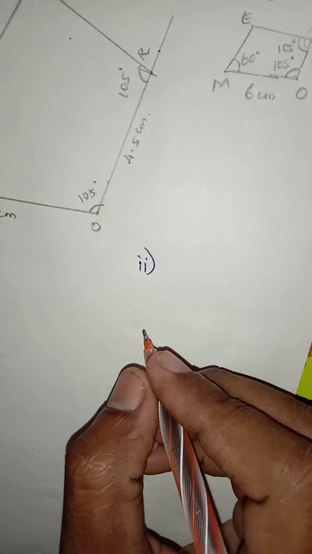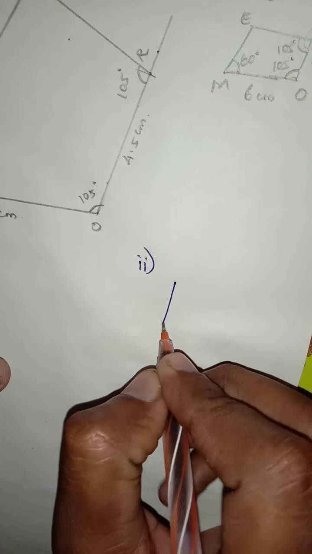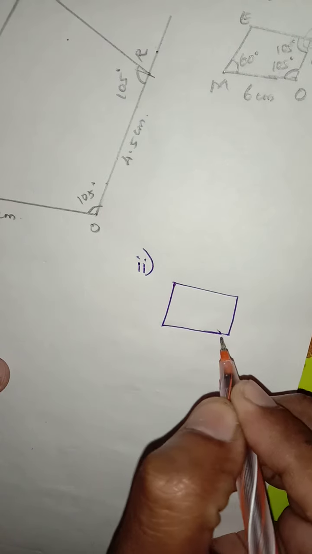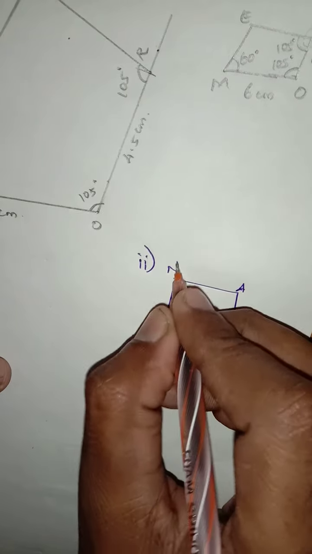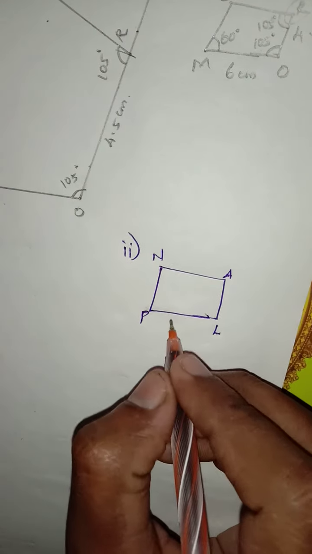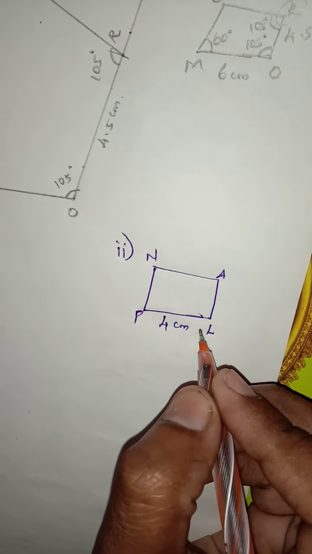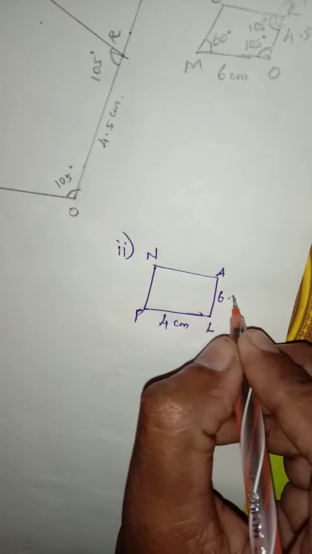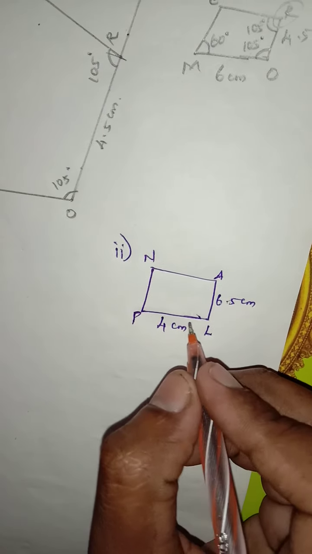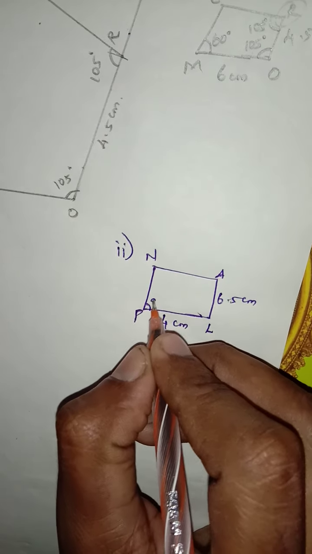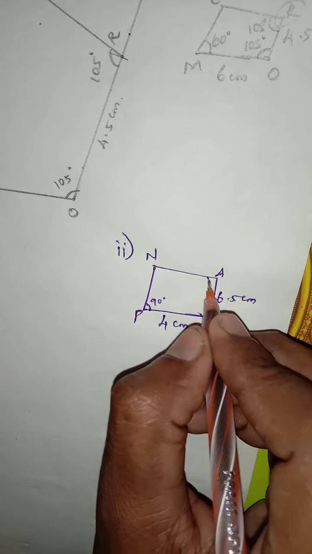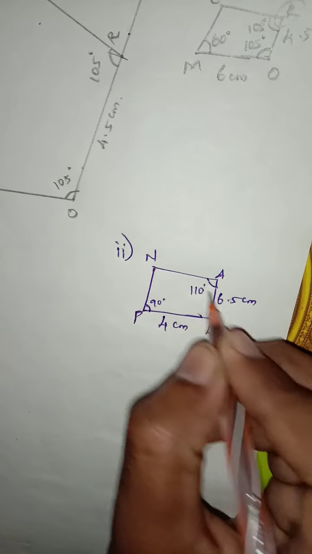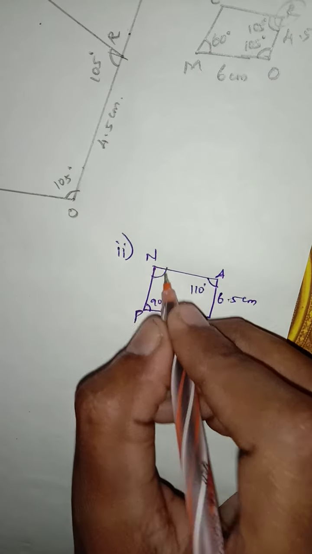Second question now. They ask us to construct a quadrilateral whose name is PLAN. The measurements are: PL is 4 centimeter, LA is 6.5 centimeter, angle P is 90 degree, angle A is 110 degree, angle N is 85 degree.